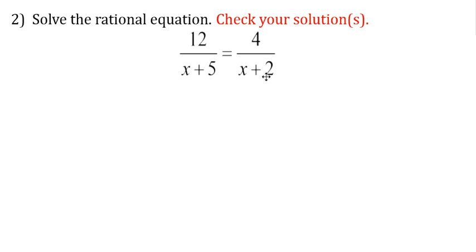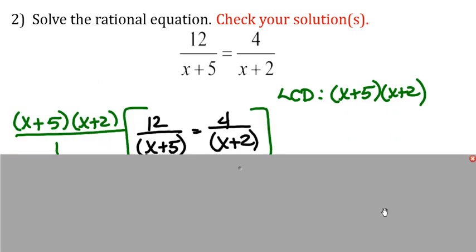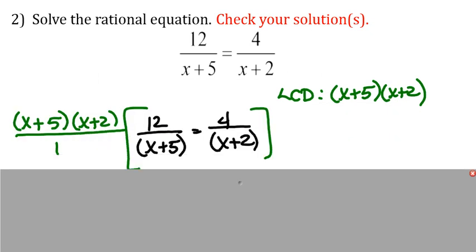So again, we're undoing the division. To undo this, we'd have to multiply by x + 5. To undo this, we'd have to multiply by x + 2. So our lowest common denominator would use both those pieces, (x + 5) times (x + 2). So take the entire equation times that denominator.